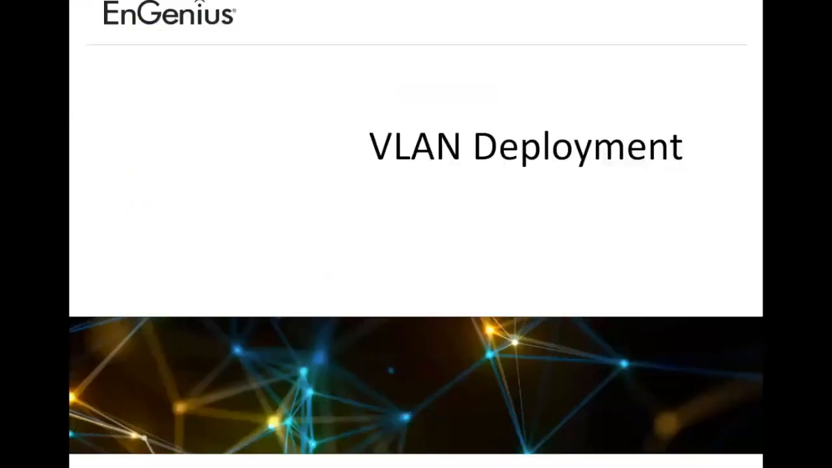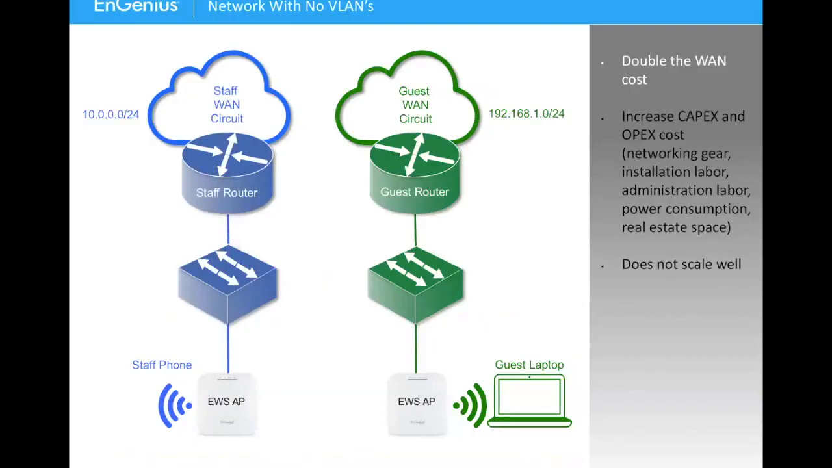Okay, so now let's talk about the VLAN deployment. If I did not have VLANs and I wanted to have multiple networks, I would have to do a setup similar to the one shown here, in which I have 2 WANs, 2 routers, one for the guests, one for the staff, 2 separate cable runs to 2 separate switches, then 2 more separate cable runs, and 2 separate access points.